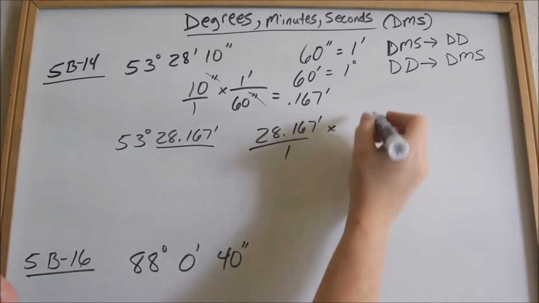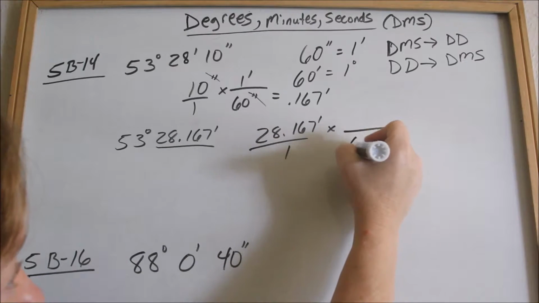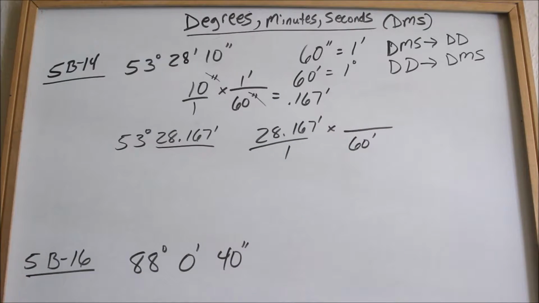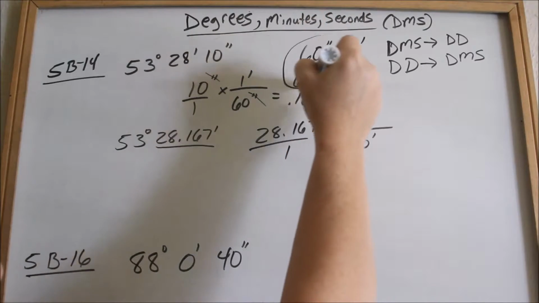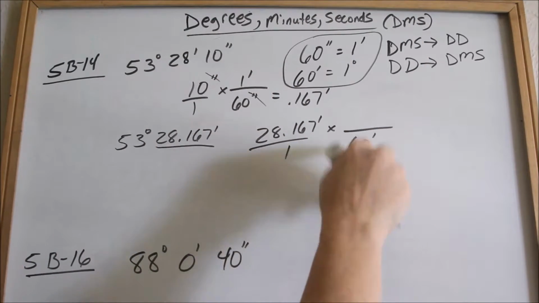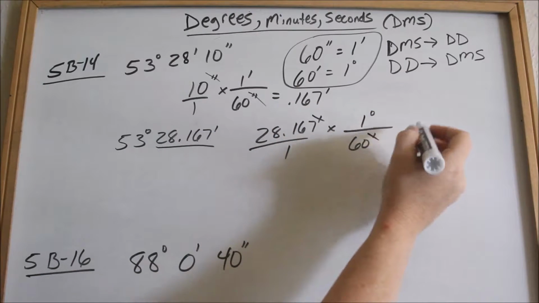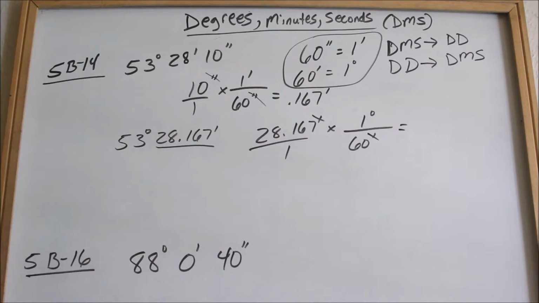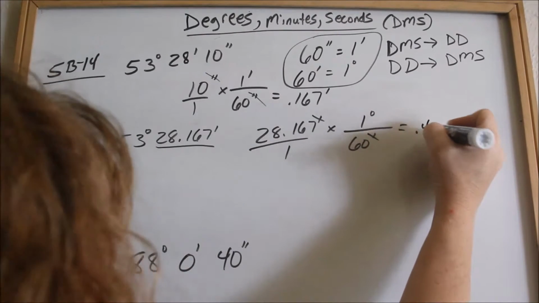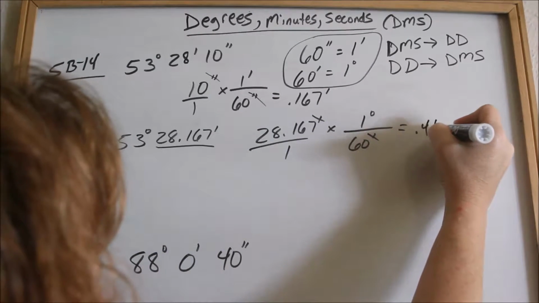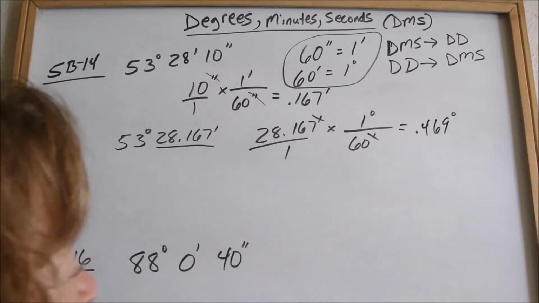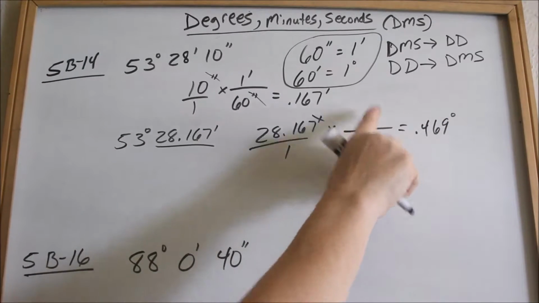I'm going to turn that to a fraction. I want my minutes to go away, so minutes needs to be in the denominator. And using your conversion factors up here, there are 60 minutes in 1 degree. So now my minutes go away, and I take my 28.167 and divide it by 60, and you get 0.469, and that is degrees because that's my unit that's left over.